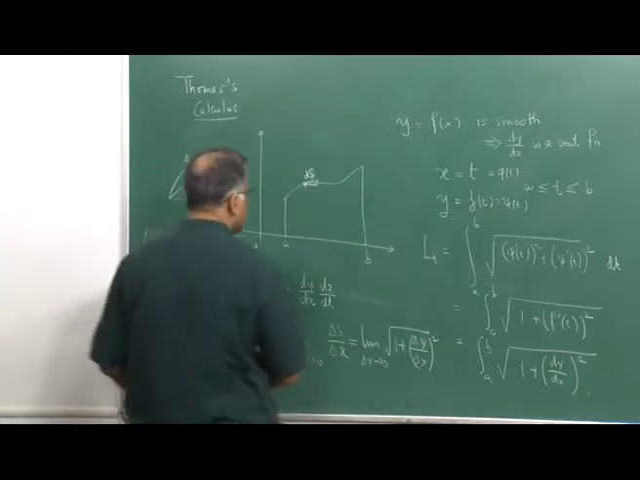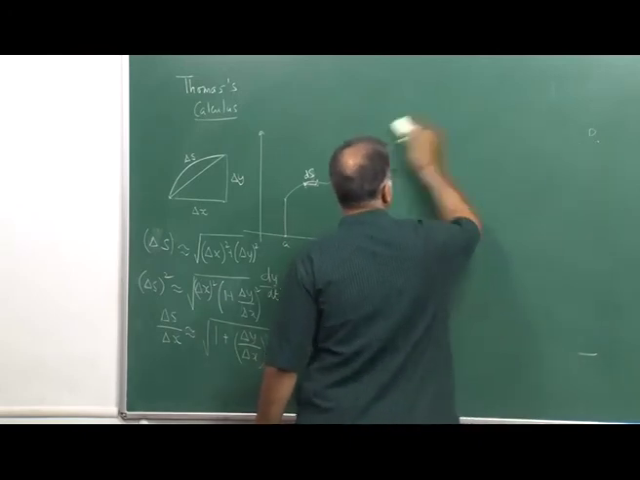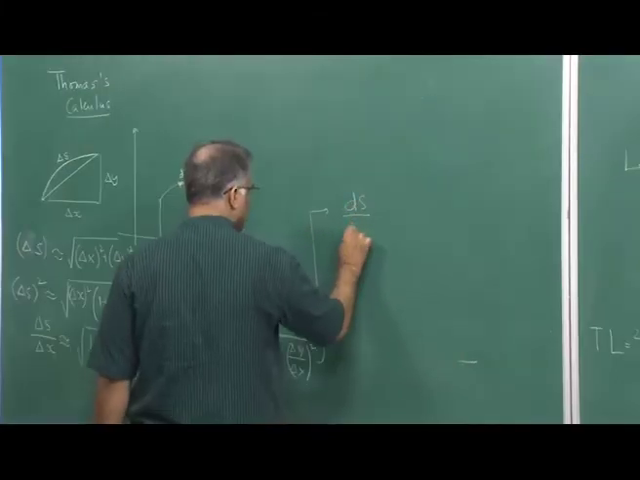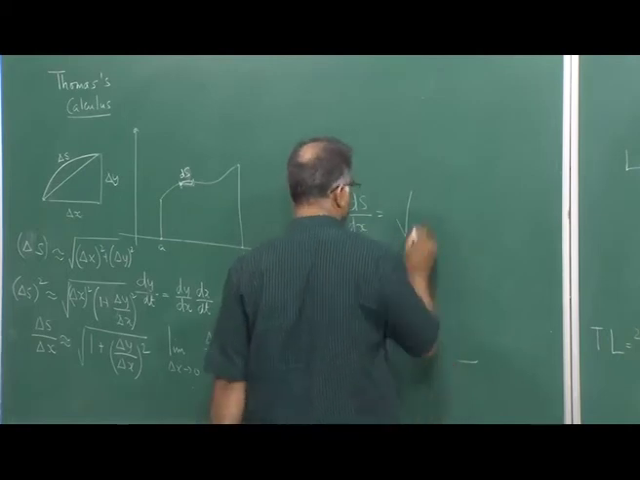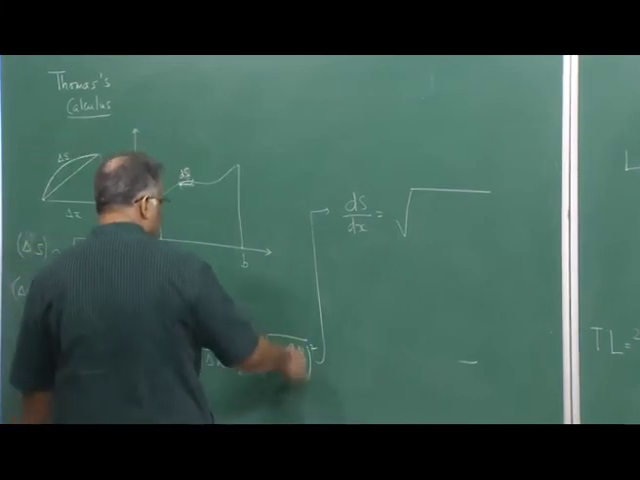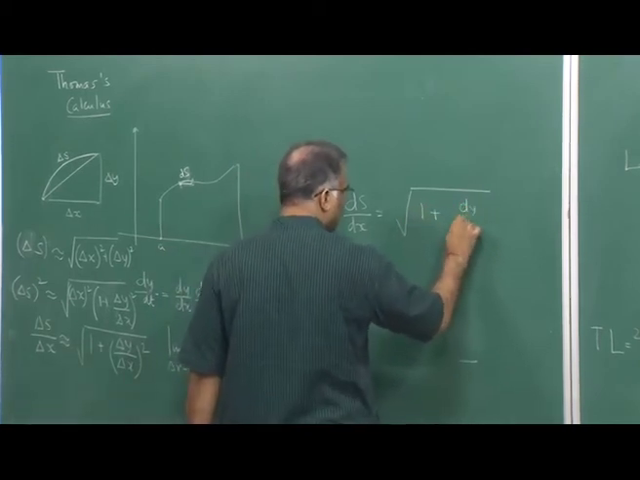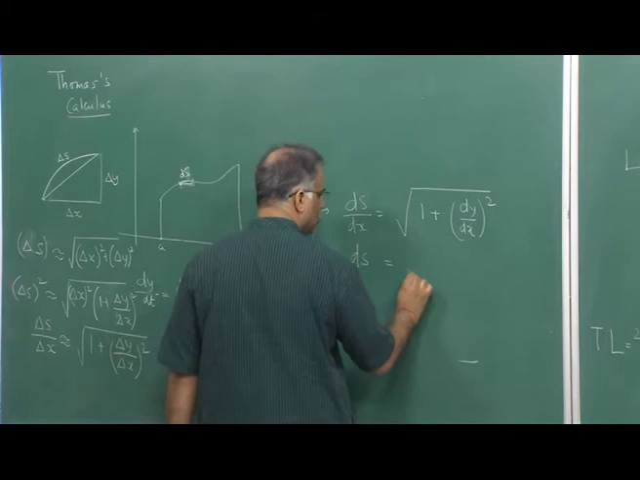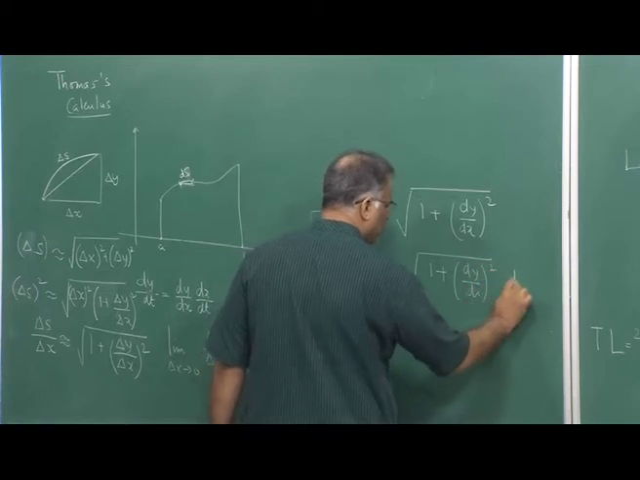Now, what do I get in this limit? This side simply means ds by dx, and because the square root function is continuous on the positive reals, the limit can be brought inside. Any square of a number is positive, so 1 plus the limit is nothing but 1 plus dy by dx whole square. So, ds is equal to root over 1 plus dy by dx whole square dx.